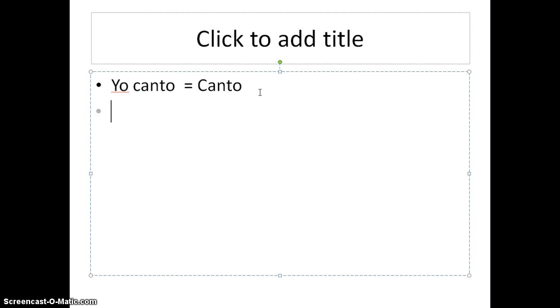So the use of the subject pronoun in Spanish should be reserved for if you really want to emphasize the I, then you can put the yo in front. I sing well. It almost sounds a little funny though. If you want to just say it straight, just say canto bien. I sing well.